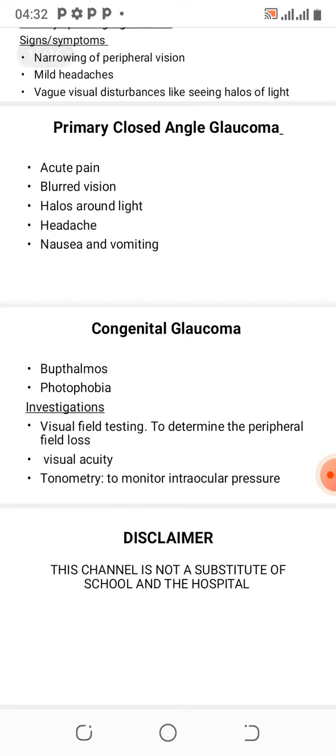So what are the investigations that can be done for patients having glaucoma? One investigation is visual field testing. This is to determine the peripheral vision loss. You can also do visual acuity. Then you can also do tonometry using a tonometer. This is to monitor the intraocular pressure.